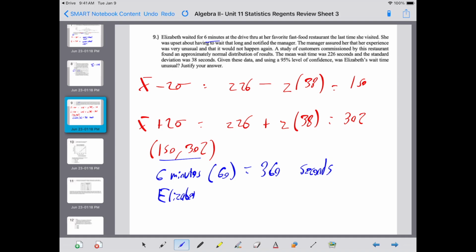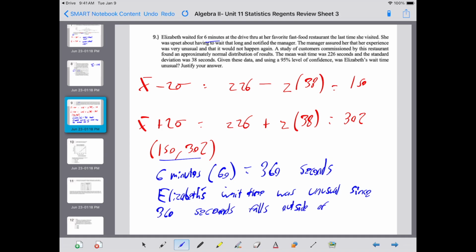Elizabeth's wait time was unusual since 360 seconds falls outside of the plausible or middle 95% interval, and now we just restate the middle 95% interval, 150 to 302.